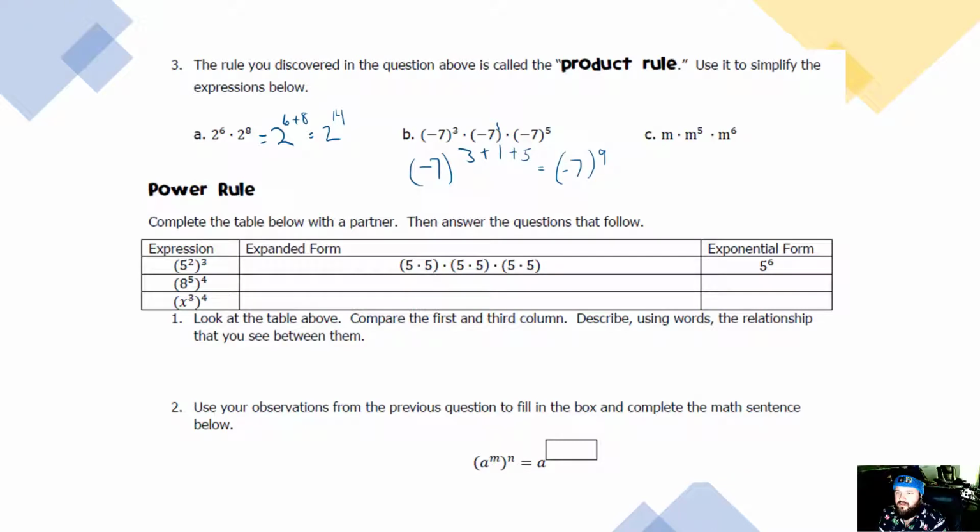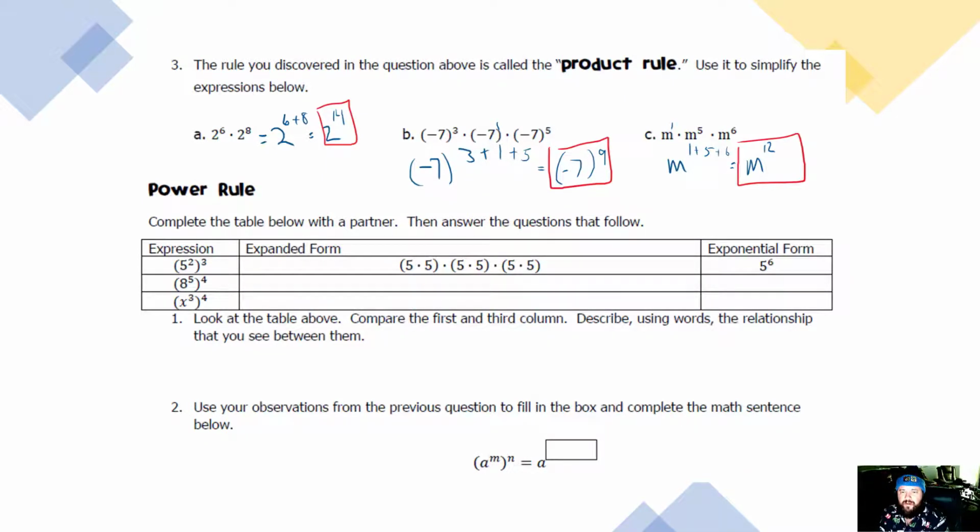On part C, we have m to the 1st power times m to the 5th times m to the 6th. So we're going to take m to the 1 plus 5 plus 6, and that should give us m to the 12th. Let me put boxes around these. So that's the product rule.